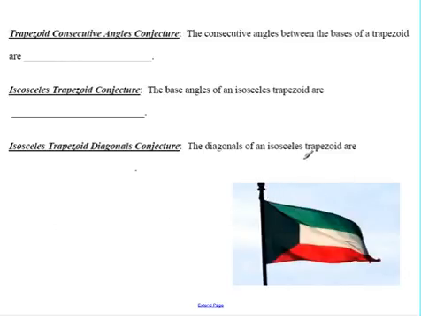Trapezoid is actually found on, I think this is the Kuwait flag. They actually have a black trapezoid. Probably has some sort of meaning, but it also links together each of these other three colors. Flags are usually really interesting to think about and to talk about how people formed and figured out why their flags are the way they are.